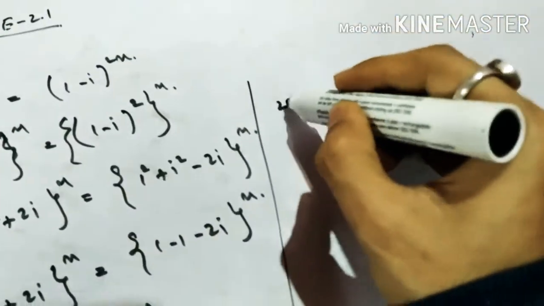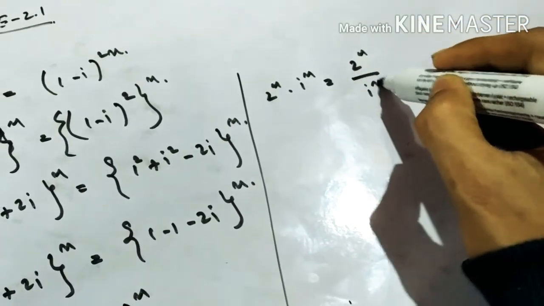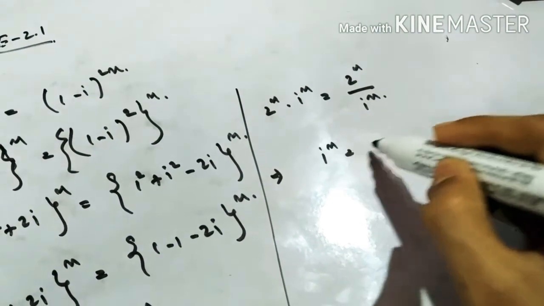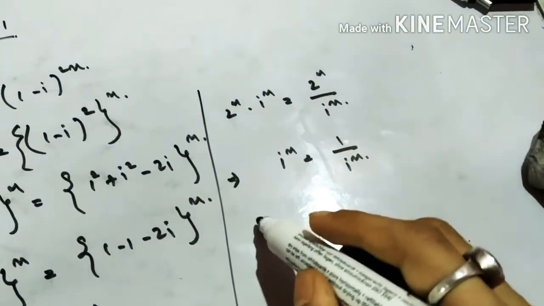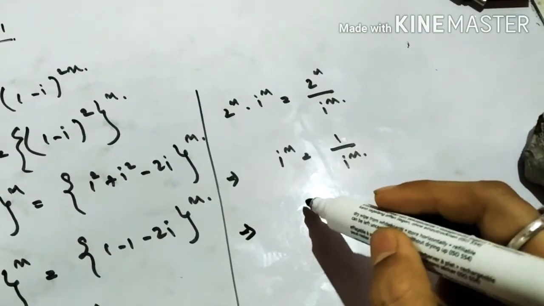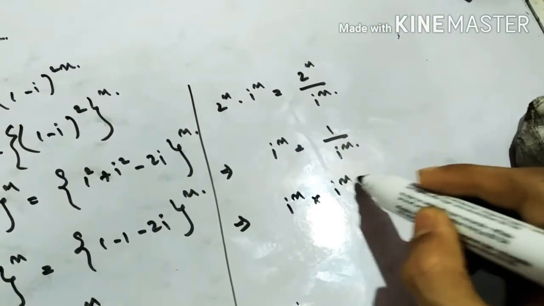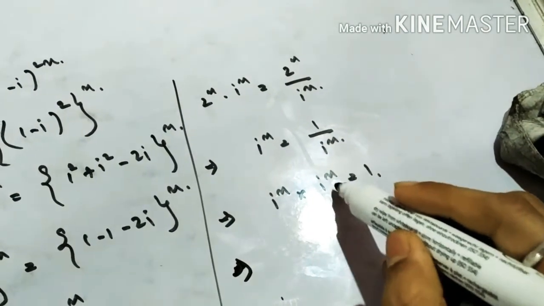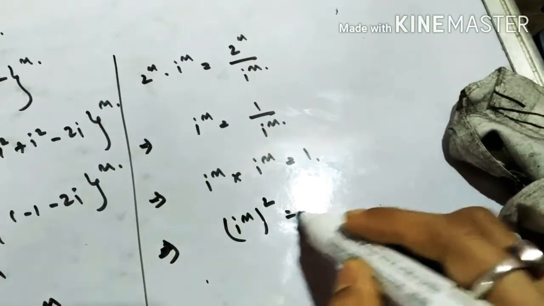So now this whole thing I can write in the form 2 to the power n into i to the power n is equal to 2 to the power n by i to the power n. So in here, i to the power n is equal to 1 by i to the power n. So now in here I will get i to the power n into i to the power n is equal to 1. This side I will bring. So i to the power n into i to the power n is equal to 1. So i to the power n, to the whole power 2, is equal to 1.